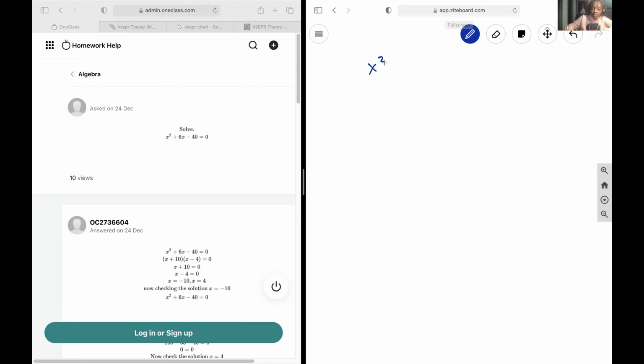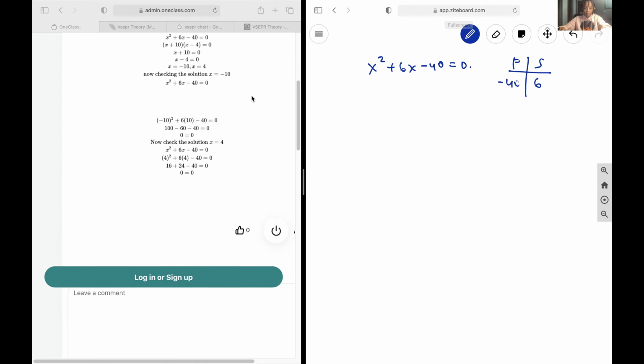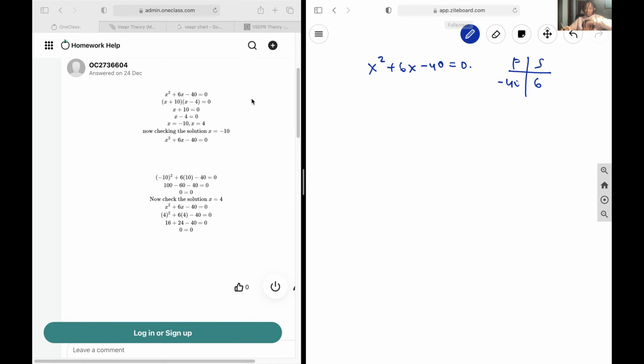For this one, we're just going to use product sum. So you want the product to be negative 40, and the sum to be 6. The two numbers that will give us that, usually you can just think of them quickly. If you can't, just use the quadratic formula, and you should get 10 and 4. And so you're going to get x plus 10 and x minus 4 is equal to 0. And those are going to be your final answers.